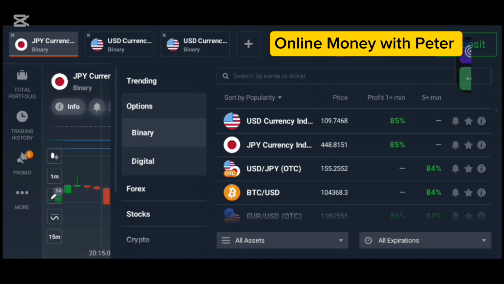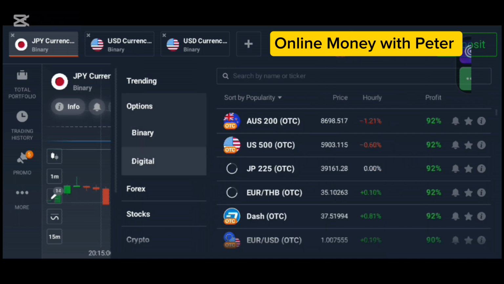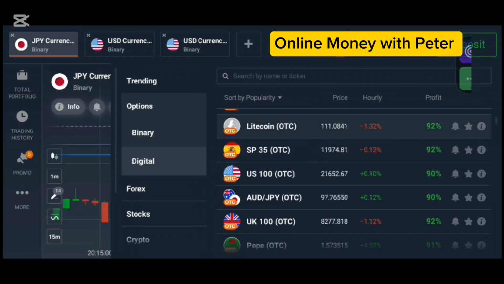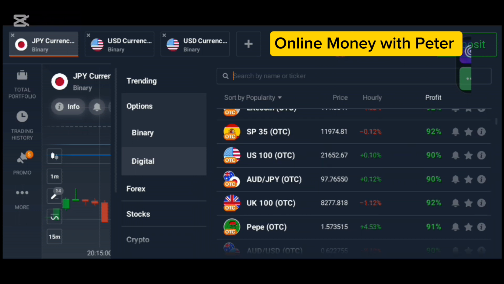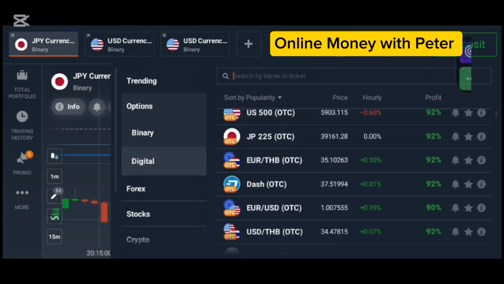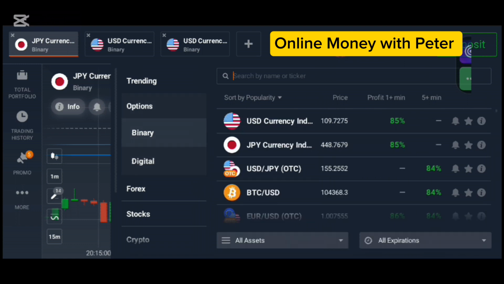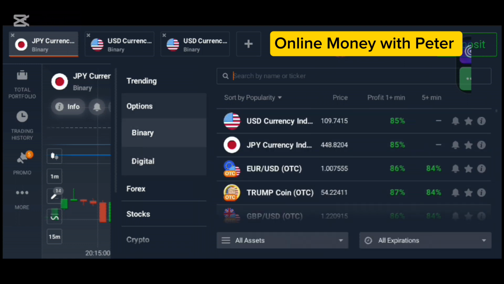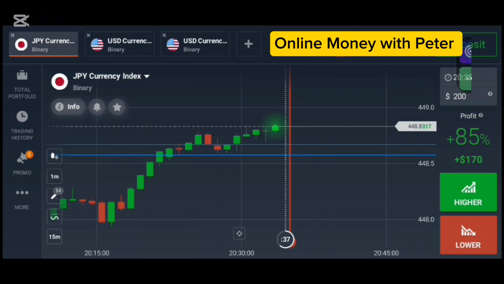Digital, let's see. All these are OTC markets, and I'm not interested in OTC markets. I'll leave it. Then binary. It's only these two here. So I'm just going to be trading only these two. Okay, it's strong enough, so I'm going to stick to this.